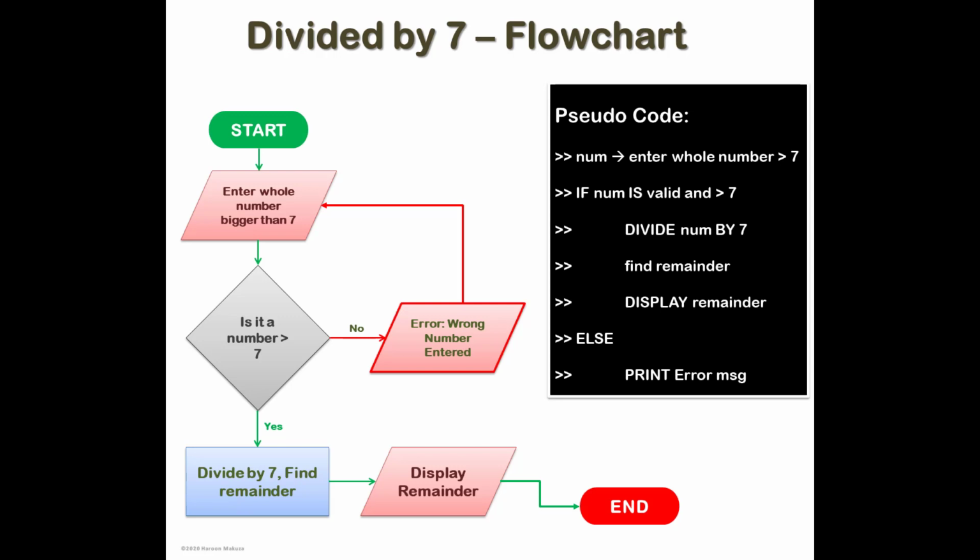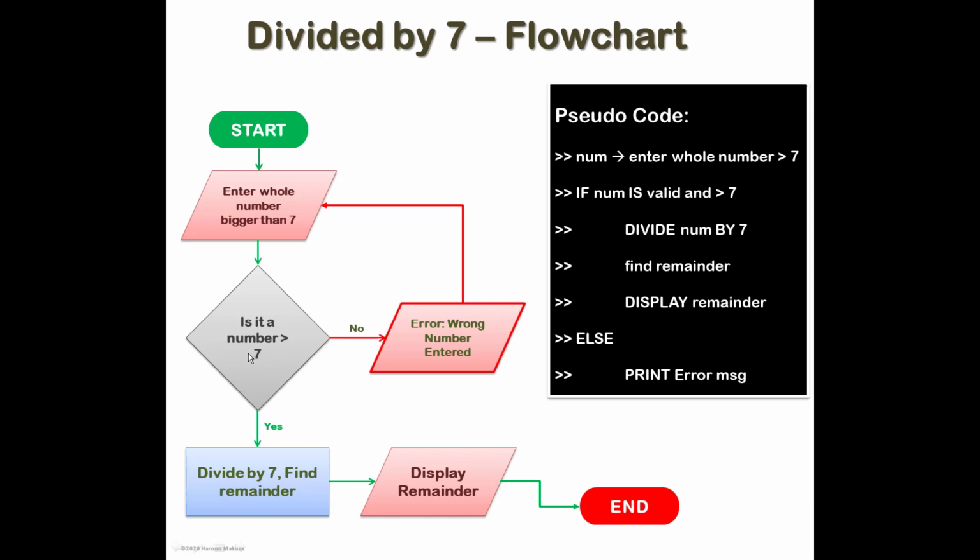So, for example, 14 divided by 7 is going to give you a 0. 15 divided by 7, it definitely has to be greater than 7. If it's a 7, you're still going to get an error message, but that's okay. So divide the number by 7 and find the remainder. That's our process. It's a background program that runs.